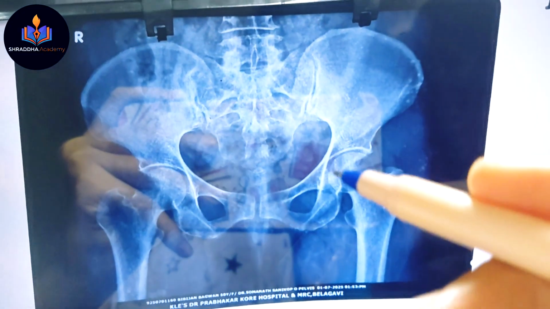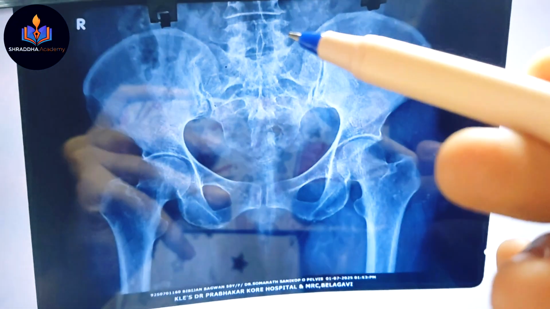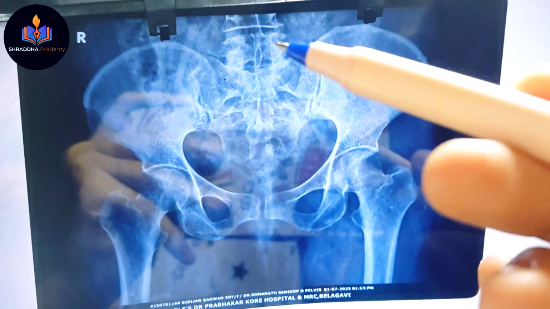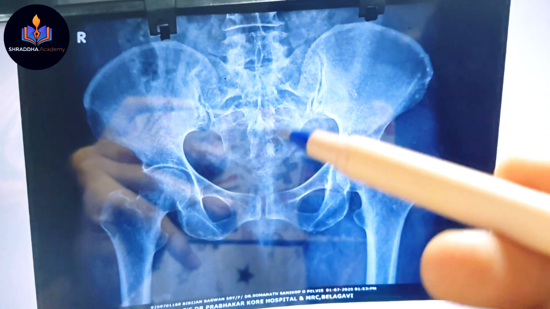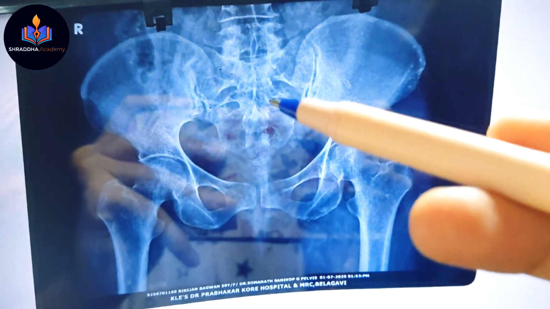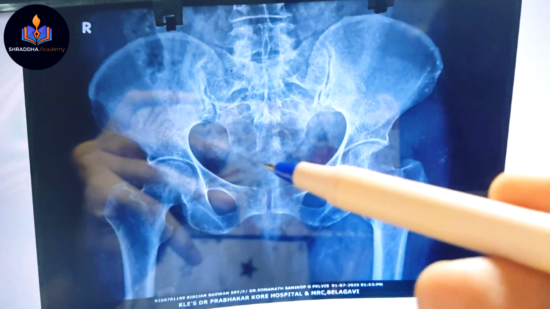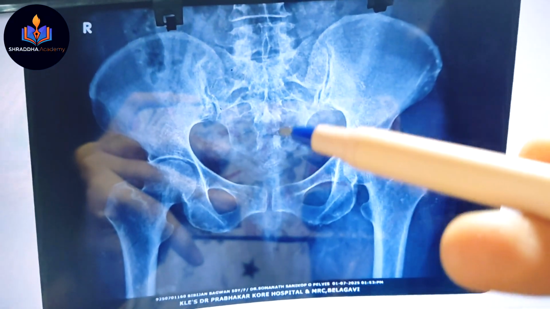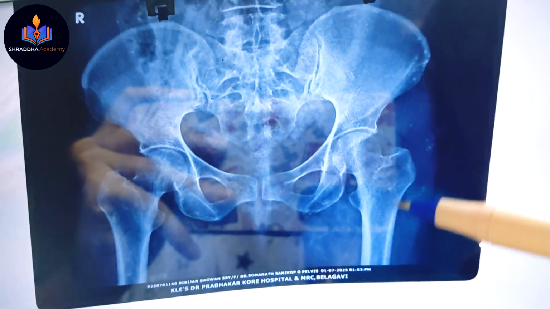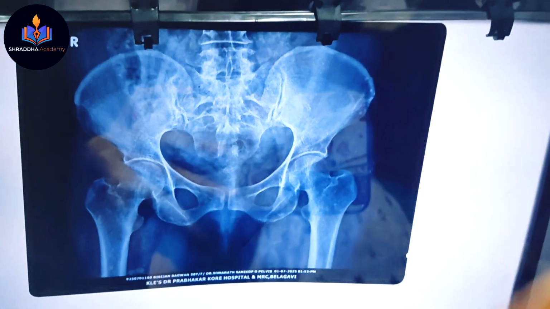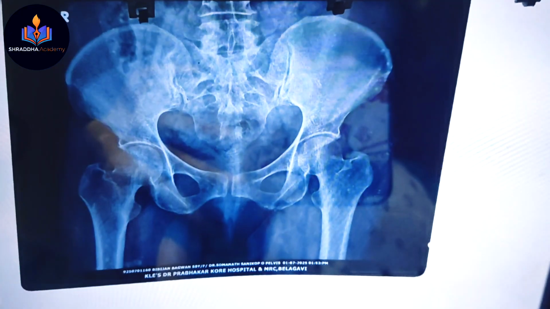Here you can also see the vertebral column, in which you can see the lumbar vertebrae, and the remaining is the sacrum. Totally there are 5 sacral vertebrae, which are joined together into one part, and this is the coccyx. So this is the greater trochanter over here, and this is the back side.